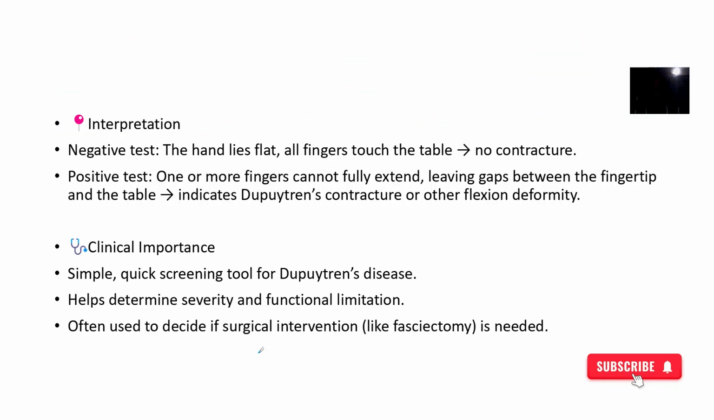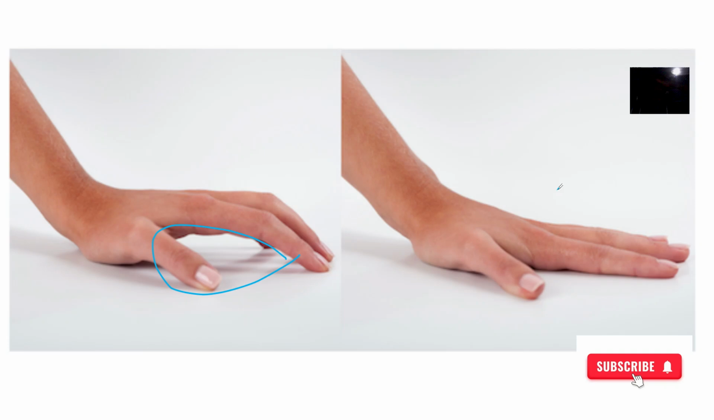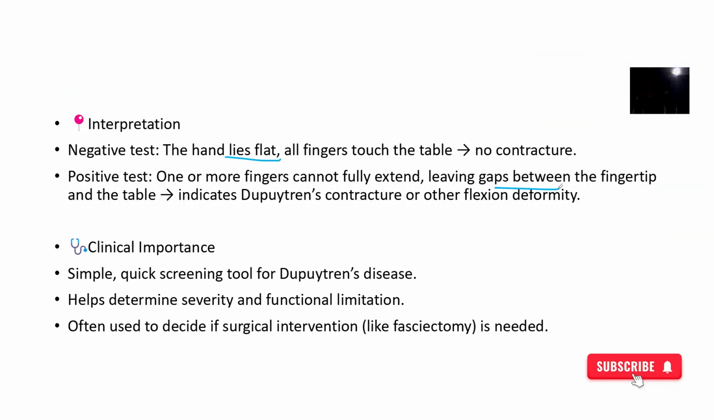Okay, so interpretation: if it is negative, the hand lies flat, that means there's no issue. All the fingers are touching the table, which shows there's no contracture. If it is positive, there will be a gap between the fingertips and the table, and that indicates that there's a Dupuytren's contracture.